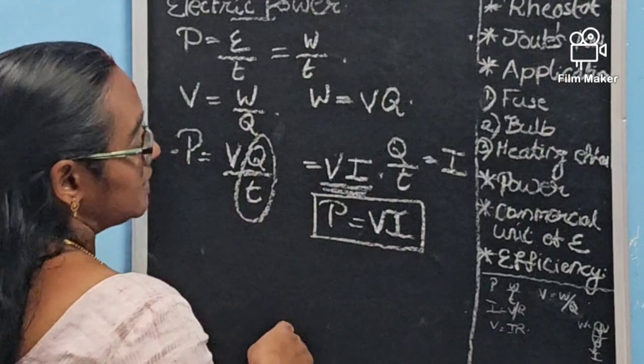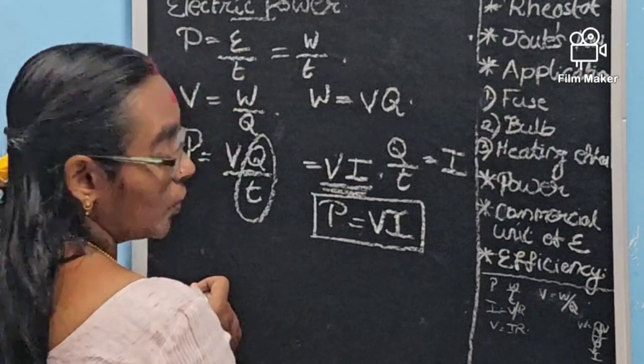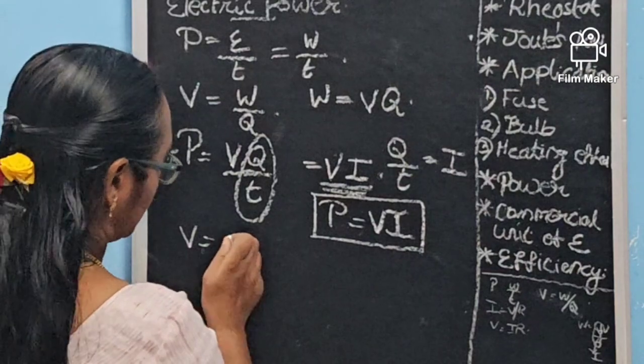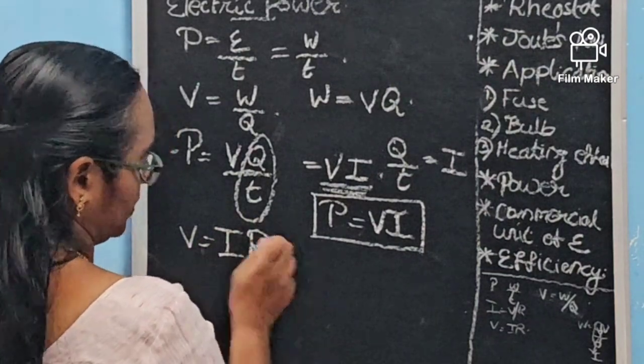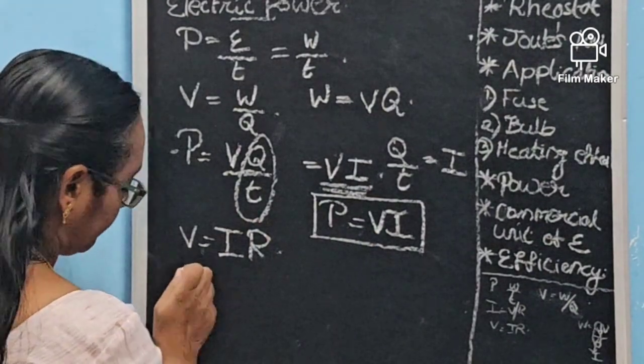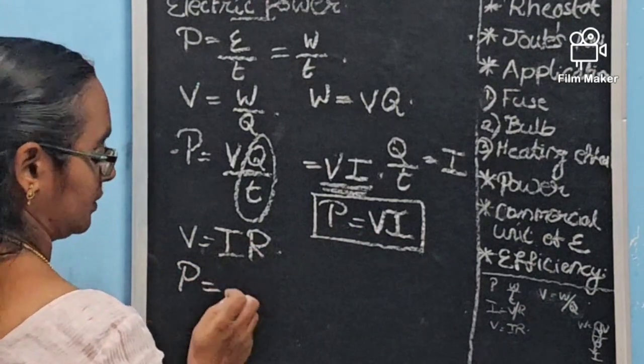Now we can again simplify it. We already know according to Ohm's law, V is equal to IR. So I am changing the V as IR. So P is equal to, instead of V, I am substituting IR. So what it will be?